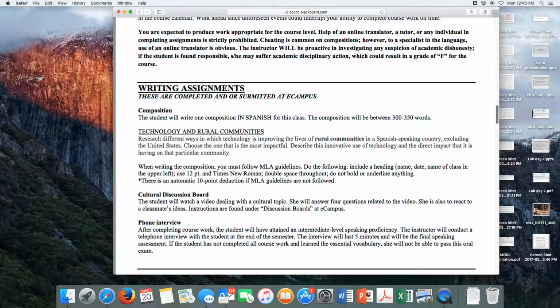And this is also very important. You are expected to produce work at an appropriate level for this course. Help of an online translator, a tutor, or any individual in completing assignments is prohibited. And I will pursue any of those that I suspect of academic dishonesty to the full extent.